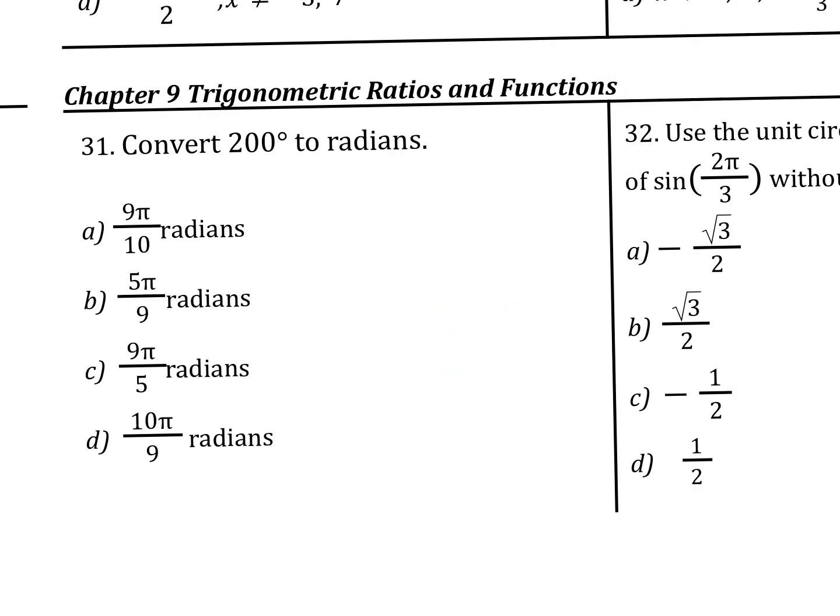To change to radians, we multiply by pi over 180. The 0 and 0 cancel. 20 pi over 18 comes out as 10 pi over 9. So the answer is D.